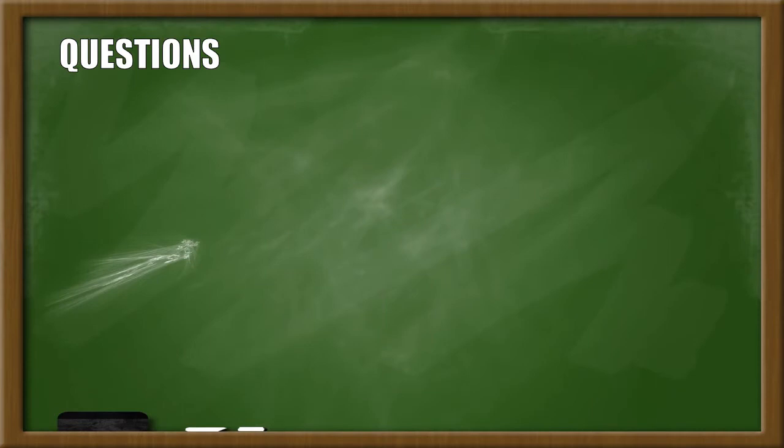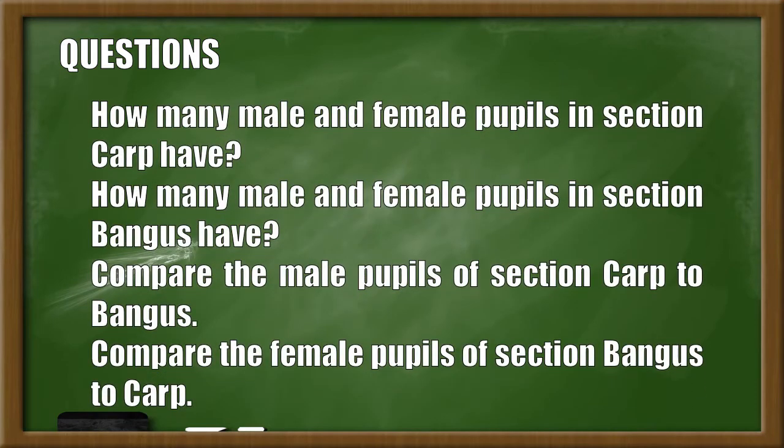Okay, questions. Please answer the questions carefully and write your answers on your notebook or paper. Very good. Okay, question number 1. How many male and female pupils does section carp have? Number 2. How many male and female pupils does section bangus have? Question number 3. Compare the male pupils of section carp to bangus. Question number 4. Compare the female pupils of section bangus to carp. Go and answer.